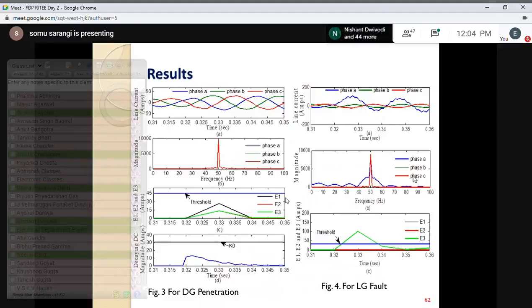There is a load change which is simulated in the first case. As you observe, the magnitude of phase A, phase B is presented here in the red color, and in the third figure, E1, E2, E3 is presented, where it is less than the threshold value. The decaying DC, shown in blue, is also less than the threshold value. For DG penetration, the fault is not detected because DG penetration has increased the current level. However, if you observe the LG fault, then the E1, E2, E3 value is much higher compared to the threshold value. So the fault is detected.